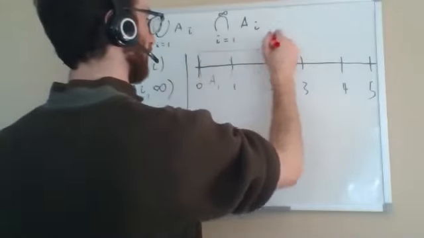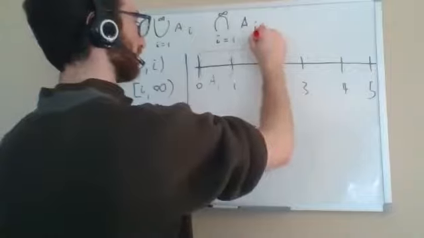This set right here, all these numbers in between 0 and 2, not inclusive, is A2.